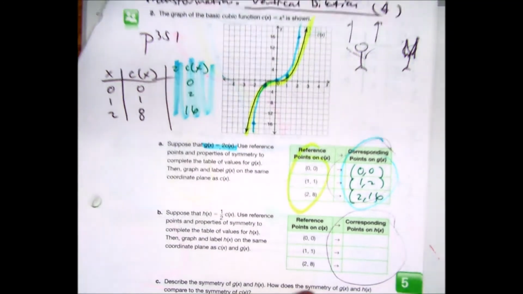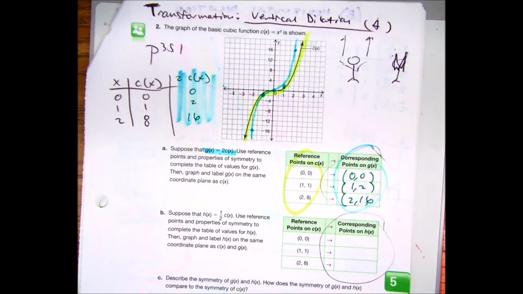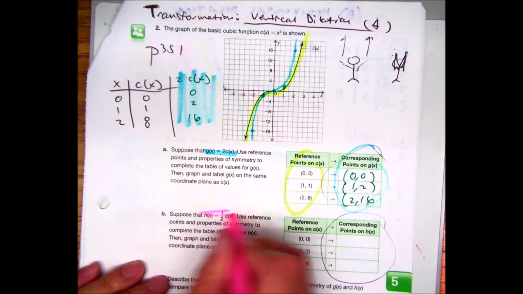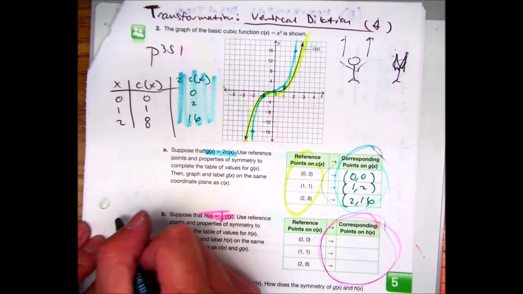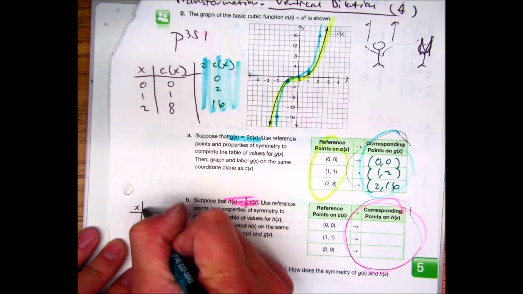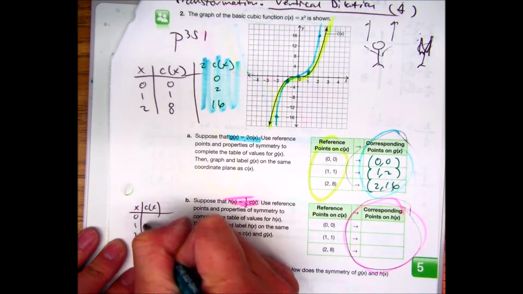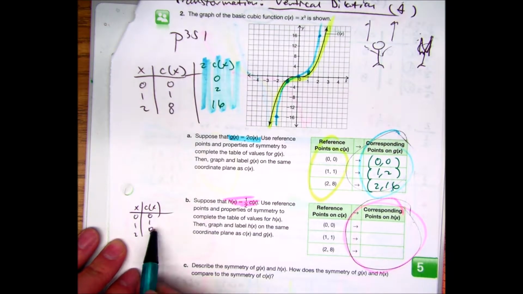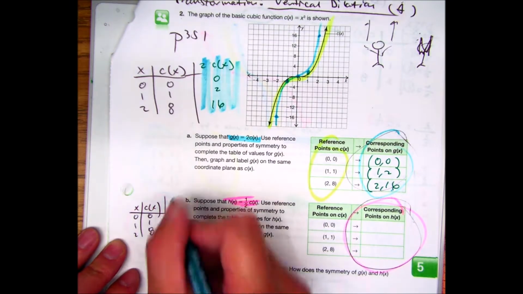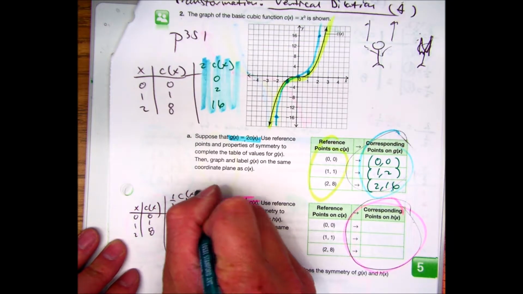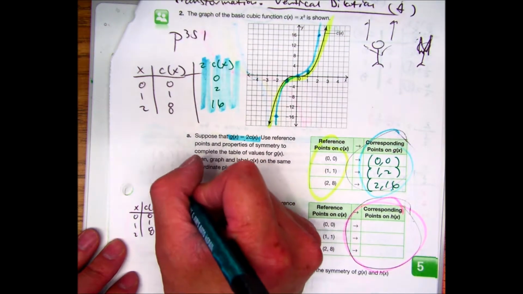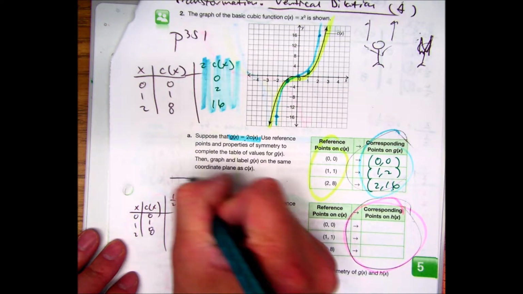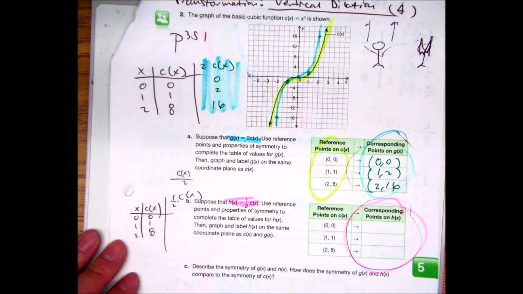Alright, let's go into the next one. H of x is 1/2 of c of x. So if that helps you, I make a table of values. 0, 1, 2, 0, 1, 8. This is what we've been working with, right? And now I'm going to take half of c of x. Remember, multiplying by 1/2 is the same thing as dividing by 2. Do you see the 1/2? Do you see that there?